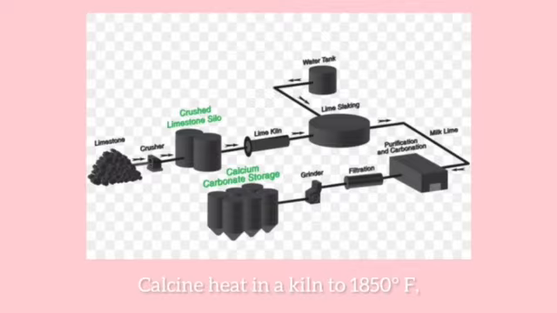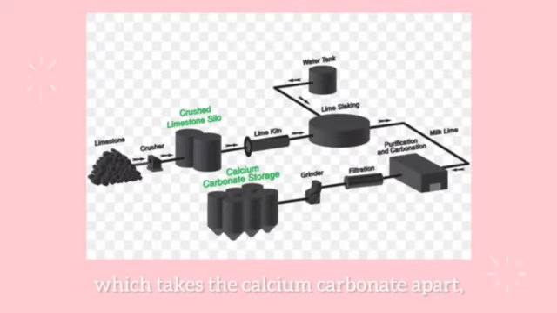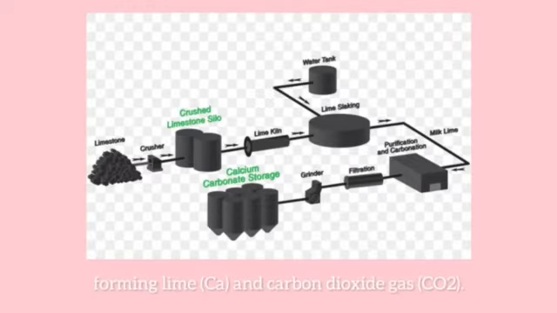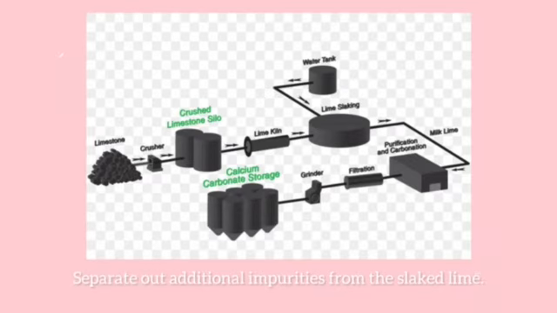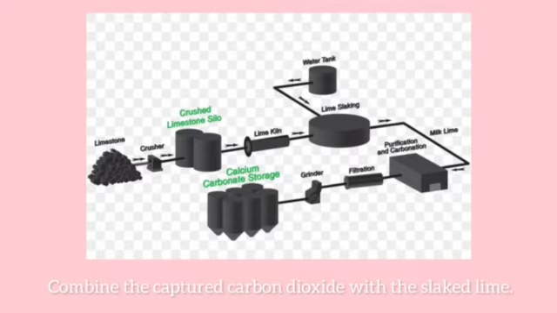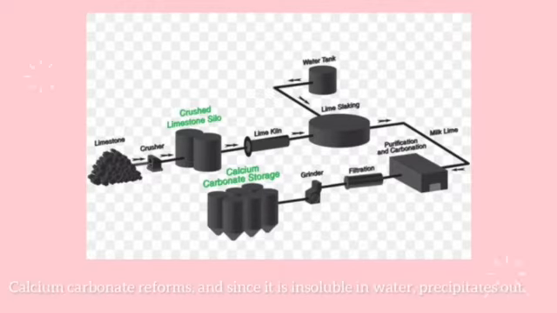Heat the calcium carbonate in a kiln to 1850 degrees Fahrenheit, which takes the calcium carbonate apart, forming lime and carbon dioxide gas. The carbon dioxide can be captured for use. Add the lime to water to form calcium hydroxide, hydrated lime or slaked lime. Separate out additional impurities from the slaked lime. Combine the captured carbon dioxide with the slaked lime.